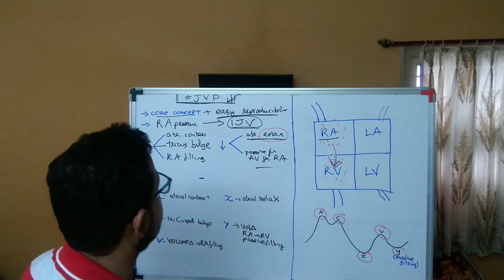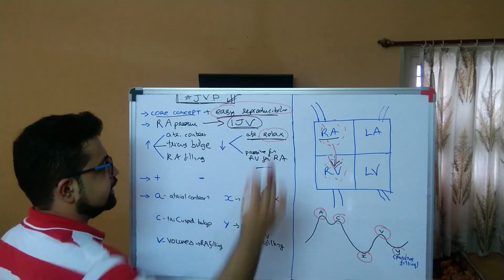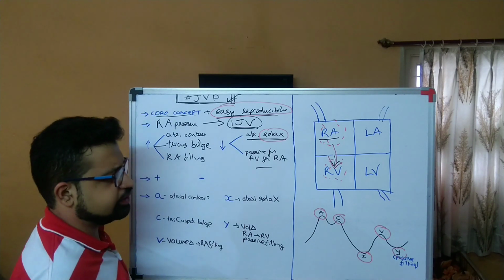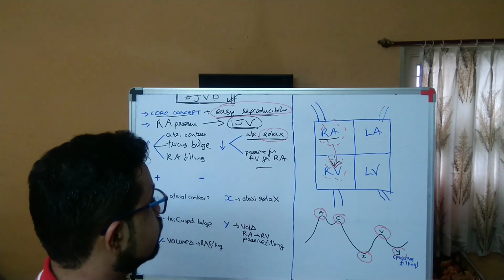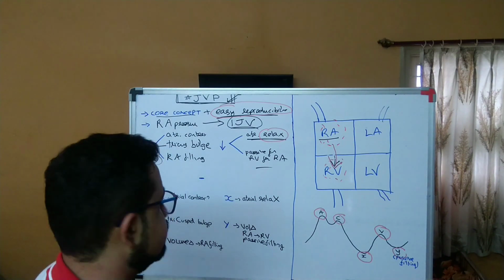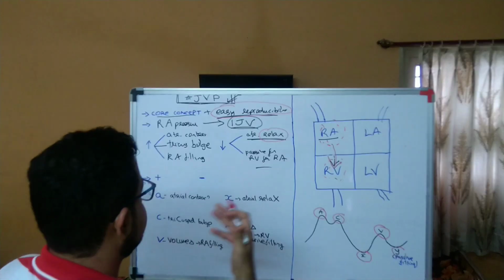But more importantly, today we are going to discuss easy reproducibility. You are given a case scenario where it has been mentioned that you get a Canon A wave, right? Immediately, within no time, you should deduce the differentials of that. So quickly we are going to discuss the easy reproducibility of JVP waveforms.